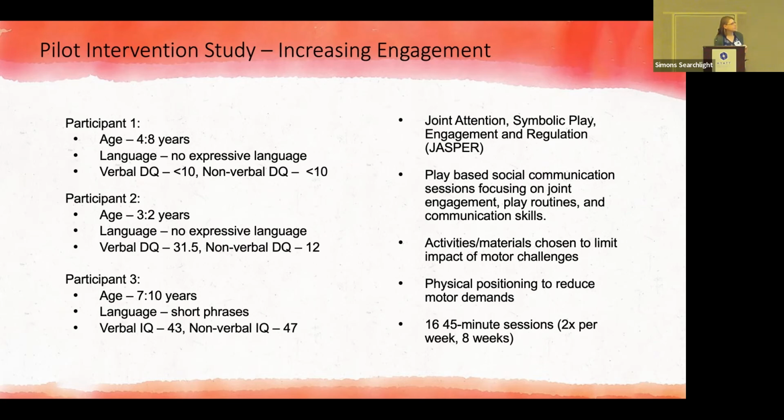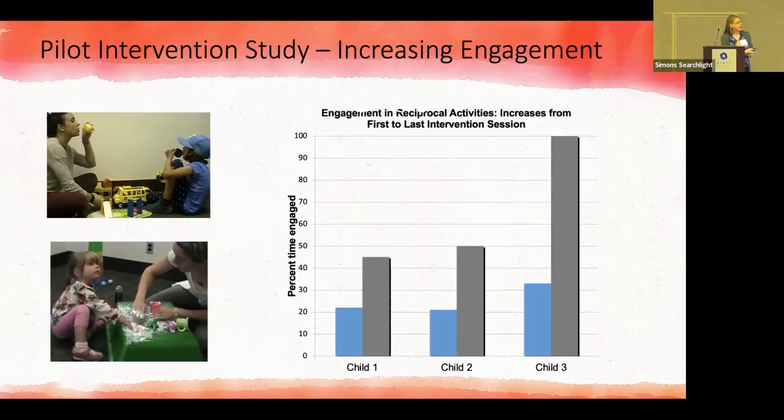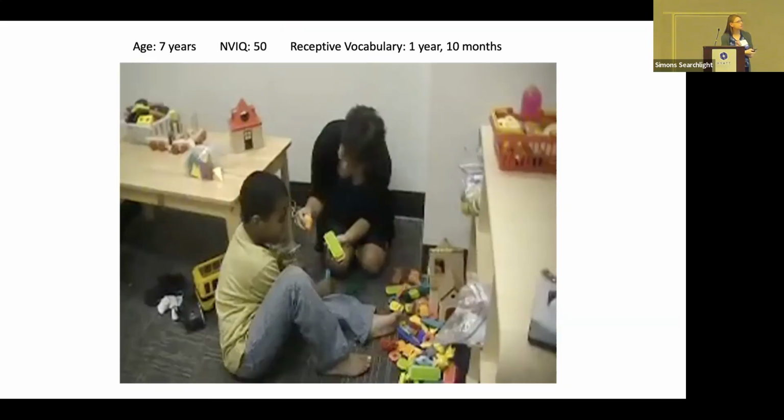In the interest of time, I'm going to skip over this. This is some pilot data about increasing engagement, but even with kiddos who have different genetic syndromes, who have really limited skills, we can get them to engage in these sorts of activities. And then I want to move now to talking about the power of alternative modes of communication and how important it is to incorporate that for kids.